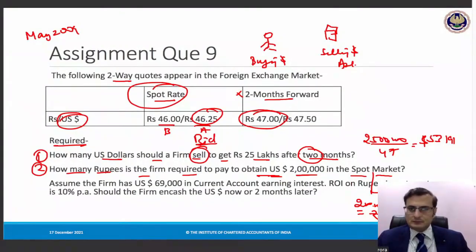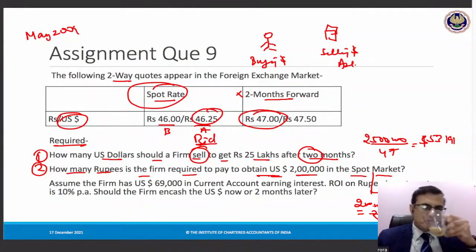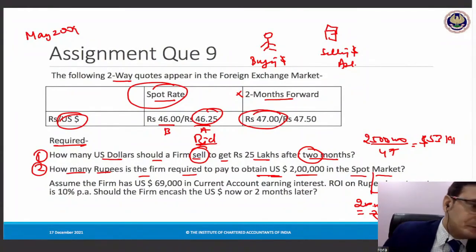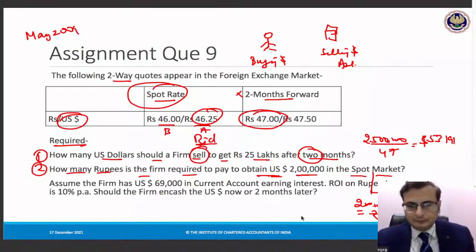Okay. Both are clear. The concept of base currency becomes so easy to understand, that either we have to divide or we have to multiply. And which rate do we need to take, the bid rate or the ask? Very simple. Let's first read the third point and then we'll move to the next sheet.